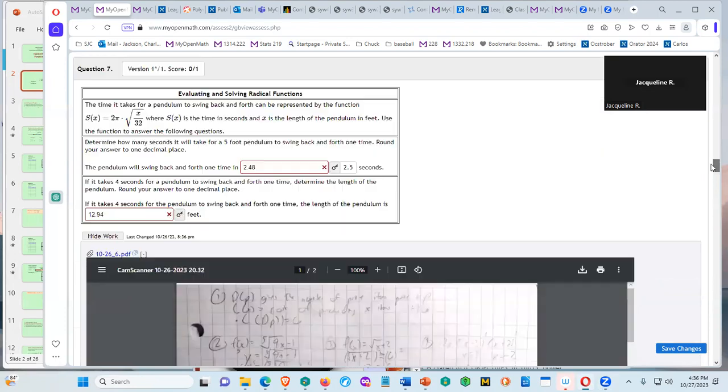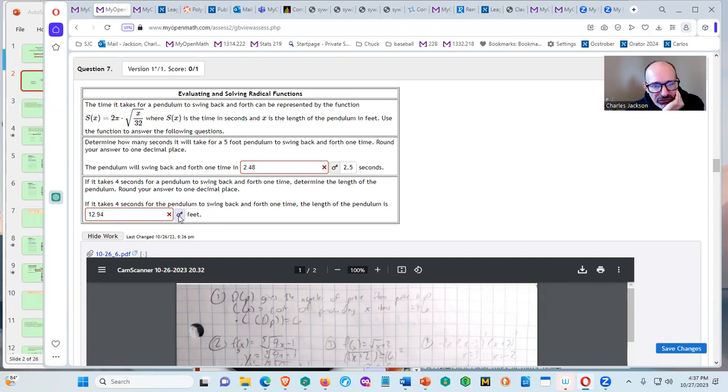But was the other one correct, sir? The bottom one, the 12.94? If it takes 4 seconds for a pendulum to swing back and forth one time, determine the length of the pendulum. You put, oh, the answer is 13. Oh, and you were more, okay, so you had better accuracy than that.